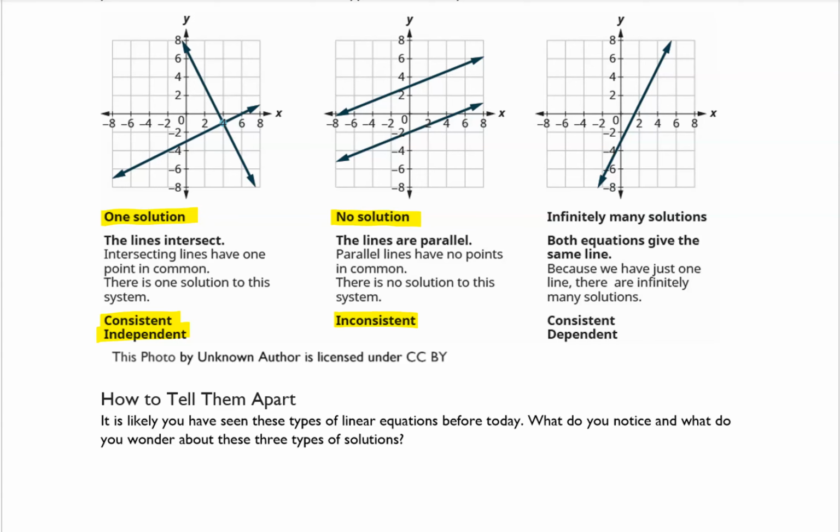The last scenario is there are infinitely many solutions. Both equations give the same line. Because we have just one line, there are infinitely many solutions. So as you can see here, it looks like there's one line, but sometimes the way that you can think about it is that there's actually two lines and they are on top of each other, and so they are intersecting everywhere. And sometimes you'll hear this called consistent dependent.